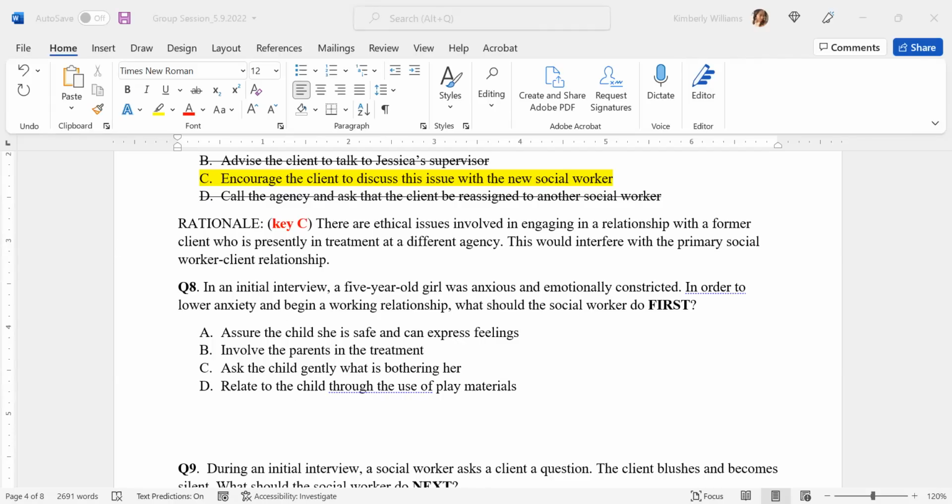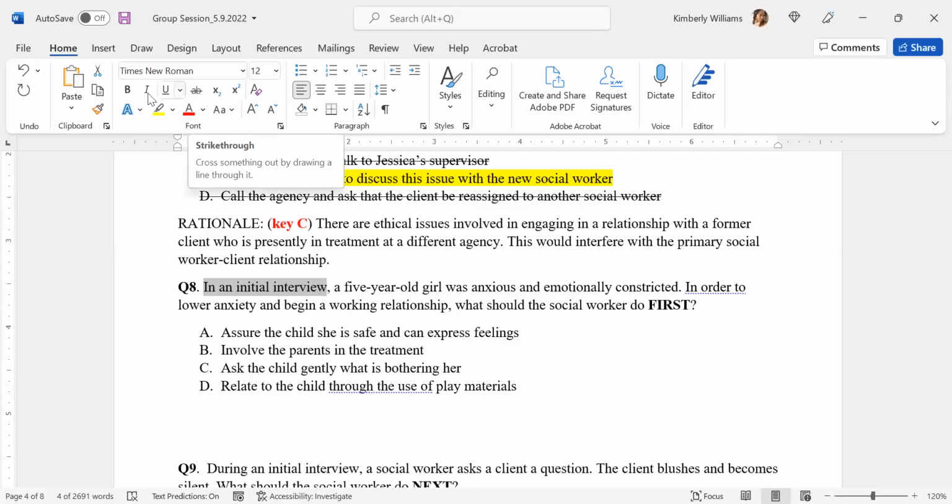This is a clinical intervention question, okay? So what phase of the process are we in? So we're in the beginning. We are in the beginning because it says in an initial interview, it doesn't tell us after no assessment or anything like that. So that tells me that we are engaging and assessing, and the intervention that we pick has to be in line with that phase. So we're looking for something that is engaging and or assessing the client.